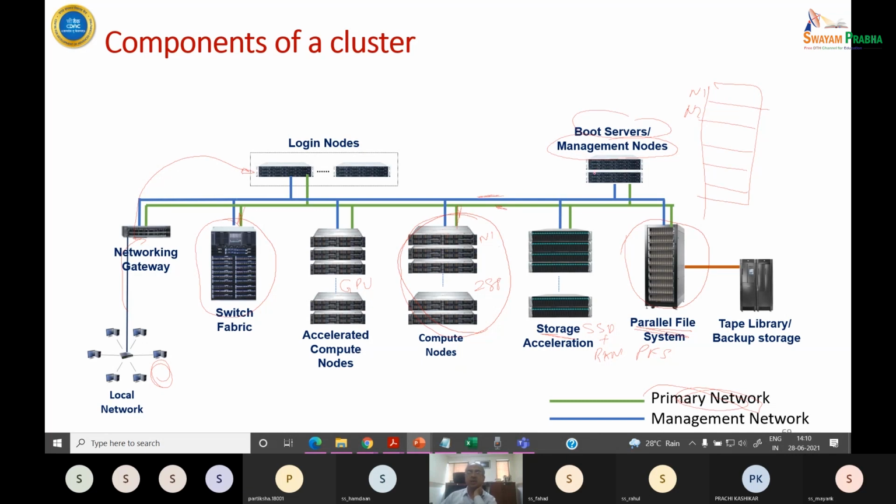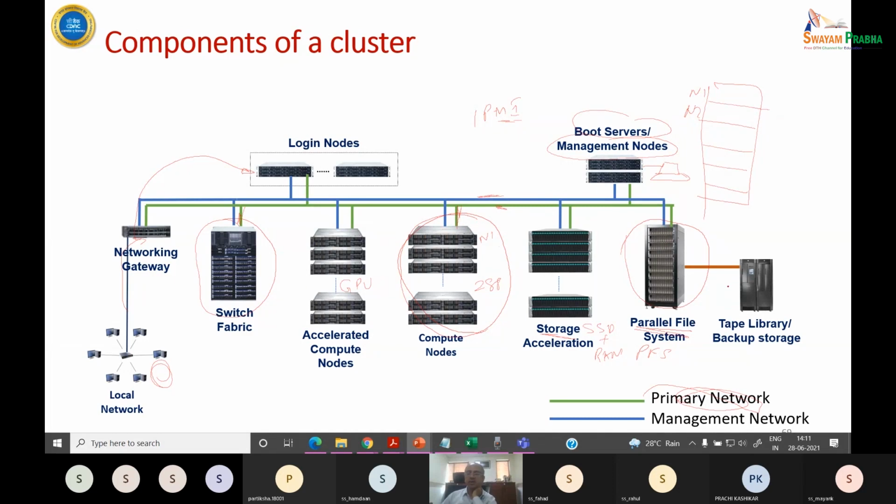And the management node can capture the screens. There is something called IPMI. I don't remember the full form; it's an integrated something management interface. That allows you to capture the screens of any of these nodes. These management nodes will have proper terminals, keyboard, mouse, all of that, and using that the system administrator can manage all of these.